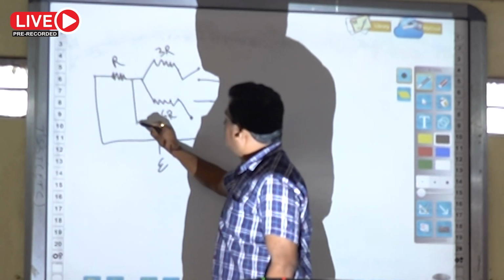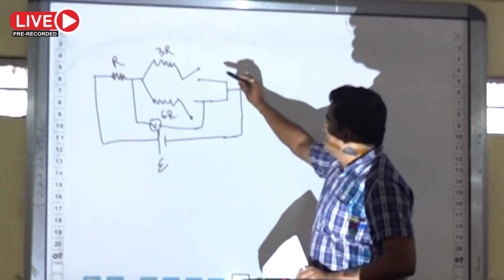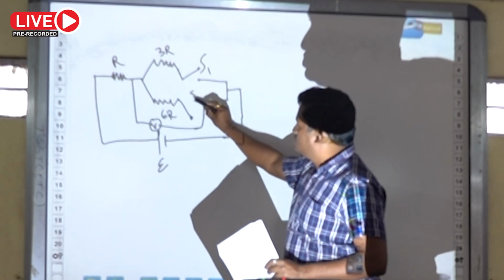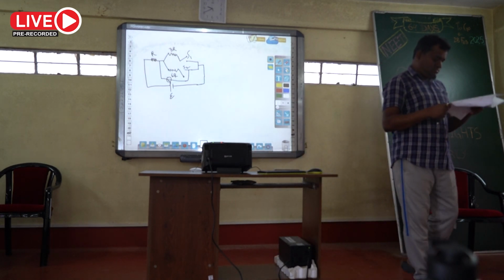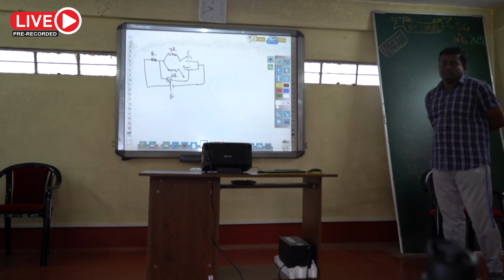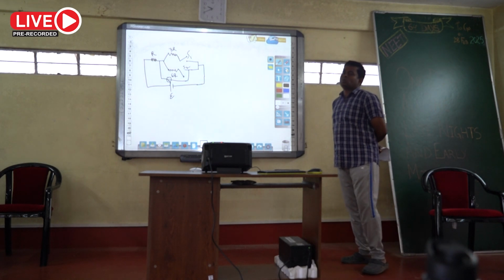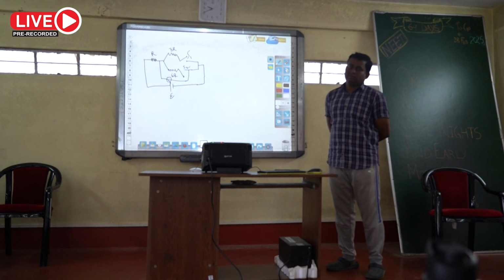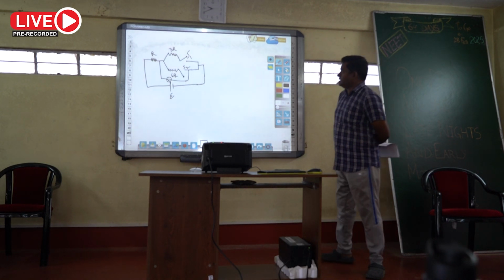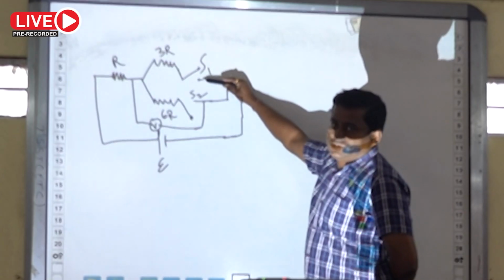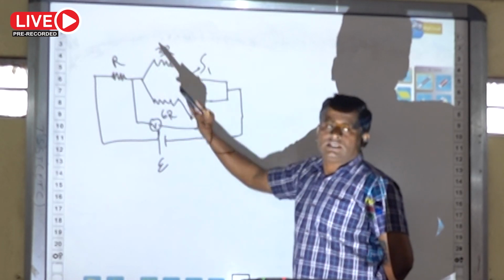The voltmeter is connected between these two. So this is S1, this is S2. When only S1 is connected and S2 is open, the voltmeter shows reading V1. When this one is closed, the resistance of the circuit is R plus 3R, that is 4R.